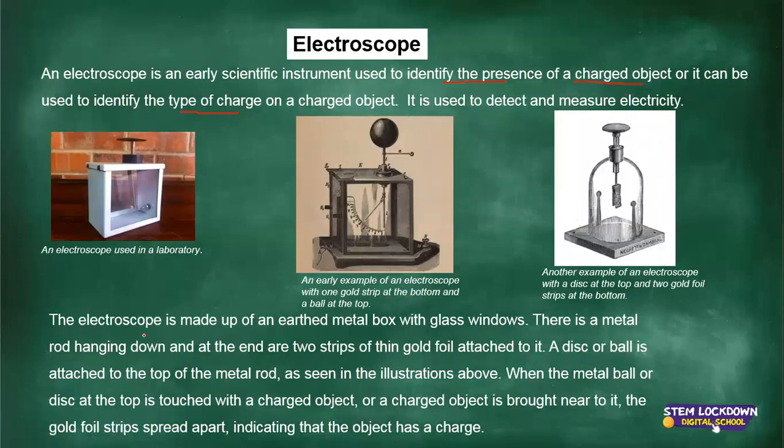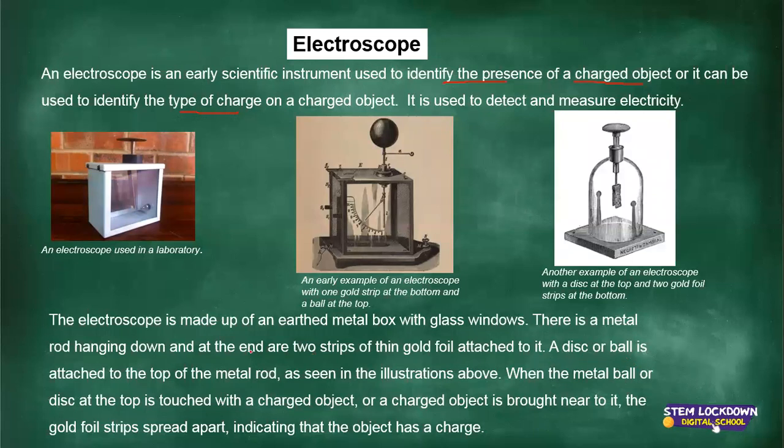The electroscope is made up of an earthed metal box with glass windows. Can you see that even in the modern-day one you have glass windows, and in the olden-day ones you also have glass windows. There is a metal rod hanging down at the end with two strips of gold foil attached to it. Can you see here in each one, modern and old, you have a metal strip hanging down.